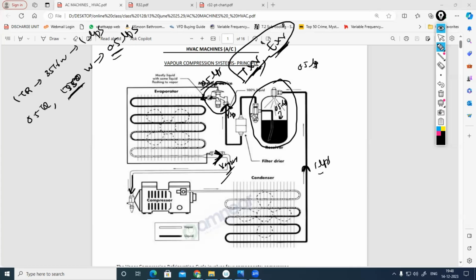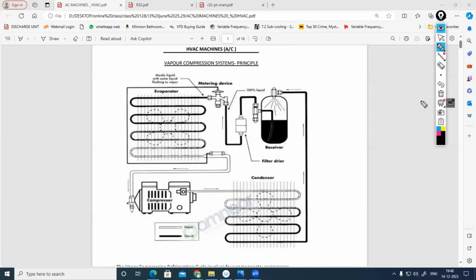After some time, whenever the room load is increasing, the metering device will increase the flow. Instead of 0.5, it will increase to 0.7 liter per second. Accordingly, the rate of flow of refrigerant through the system will be increasing. That refrigerant from the receiver will go to the system again. Okay. That's why the function of accumulator or receiver is the same.